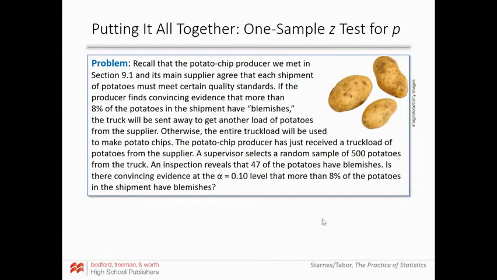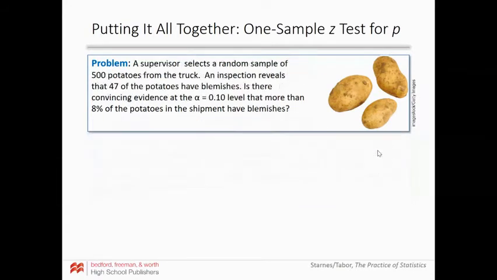So let's look at an example of a one-sided test. From 9.1, we talked about potatoes and how, if more than 8% of potatoes in the sample had blemishes, then the truck would be sent away. Otherwise, you would accept it. So a specific example: the supervisor selects a random sample of 500 potatoes from a truck, and the inspector reveals that 47 of the potatoes have blemishes. Is there convincing evidence at the alpha of 0.1 that more than 8% of the potatoes in the shipment have blemishes?